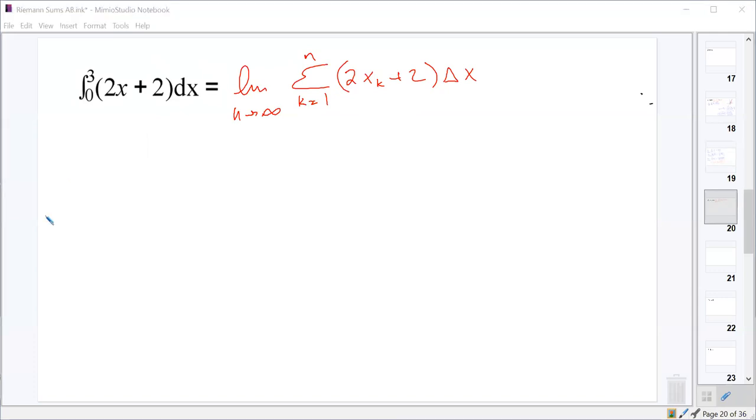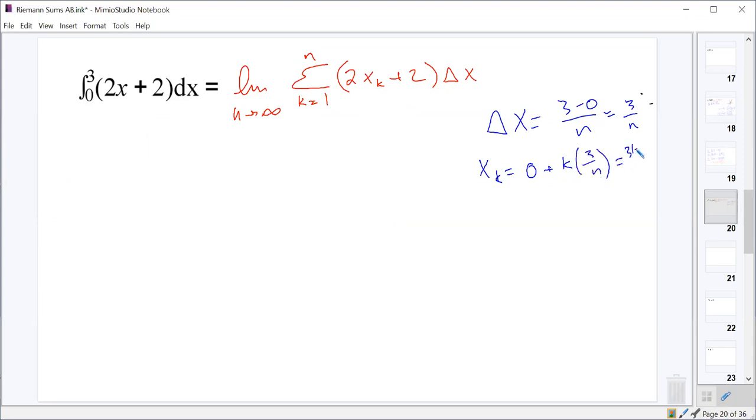Good. Okay. And our delta x is always equal to b minus a over n, or in this case, 3 over n. And our x sub k is now always equal to a plus k times delta x, or just 3k over n. Good or no? Good.